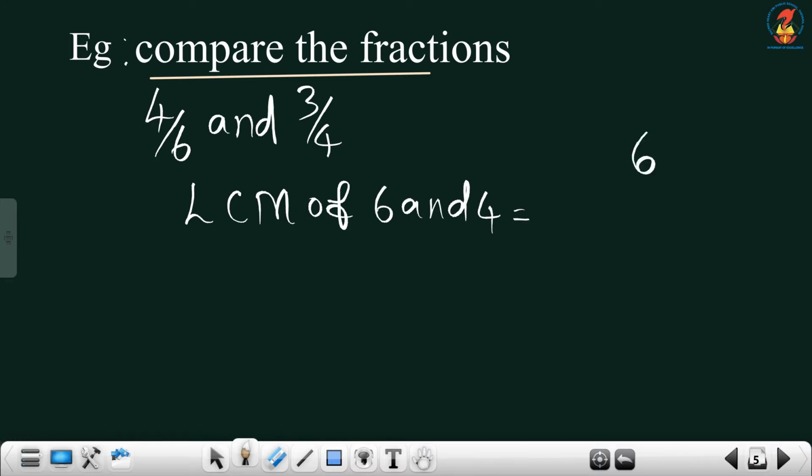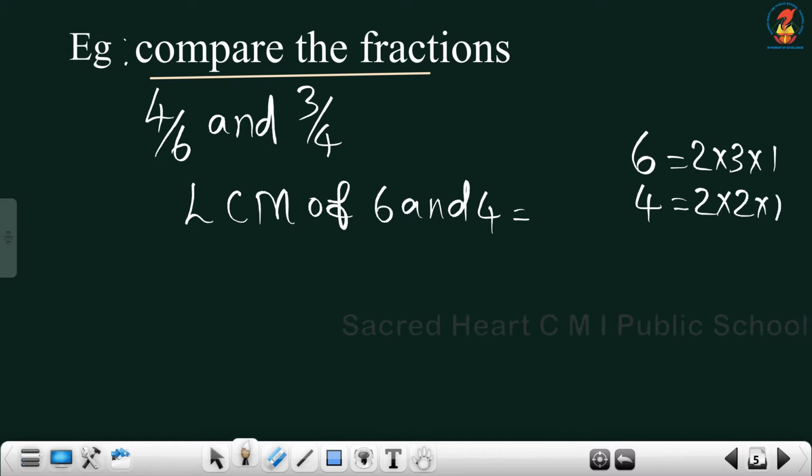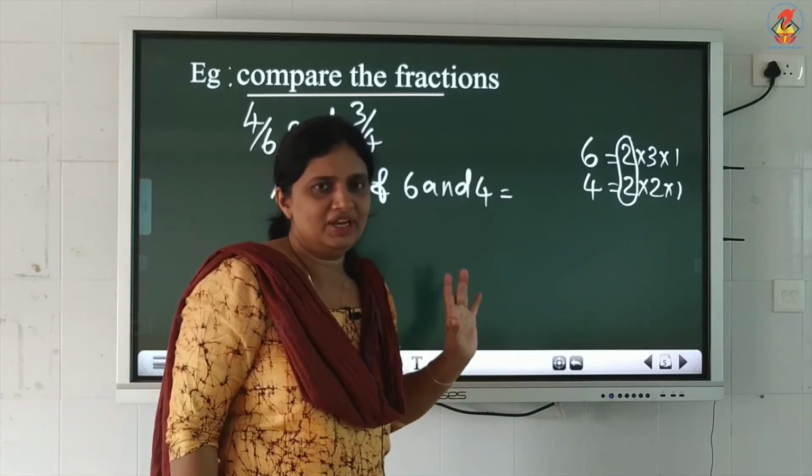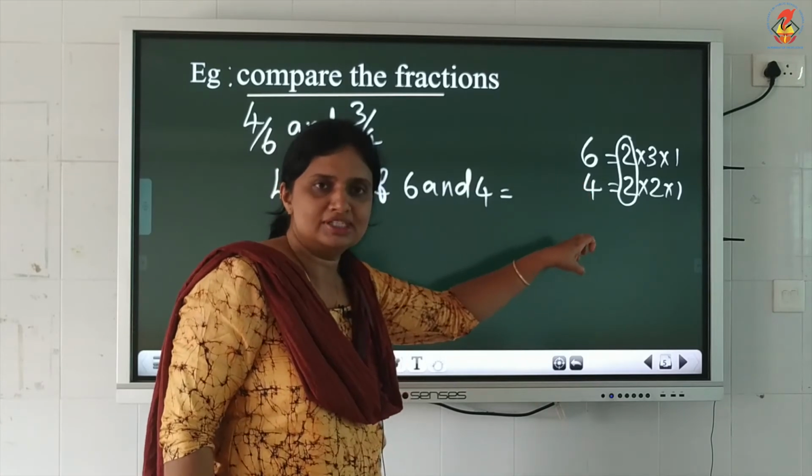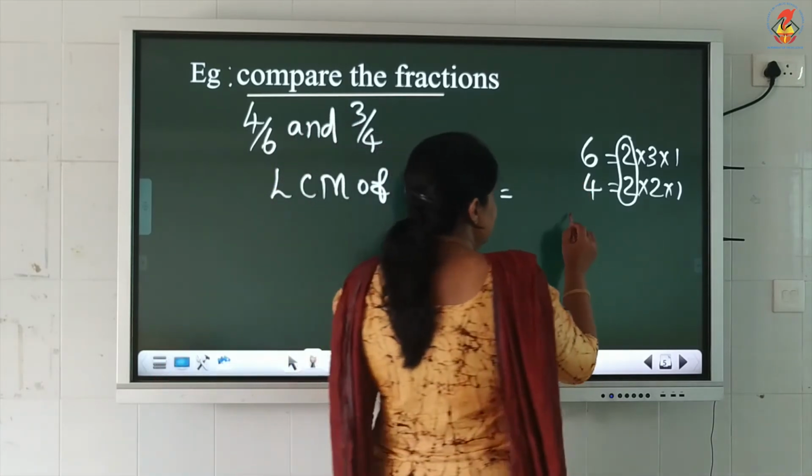How can I find it? 6 is what? We can write the factors here: 2 into 3 into 1. And the factors of 4: 4 equals 2 into 2 into 1. After that we need to find the common factors, and we circle those for the LCM. What's the difference between HCF and LCM? In the HCF, we take only the common factors and multiply. But for LCM, we need to consider the other numbers also.